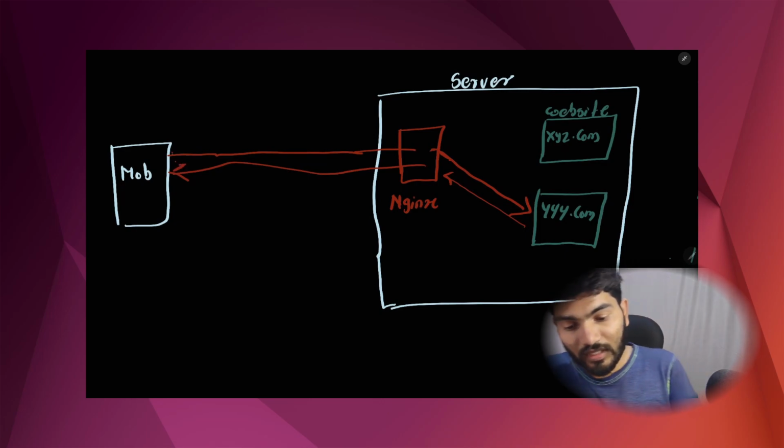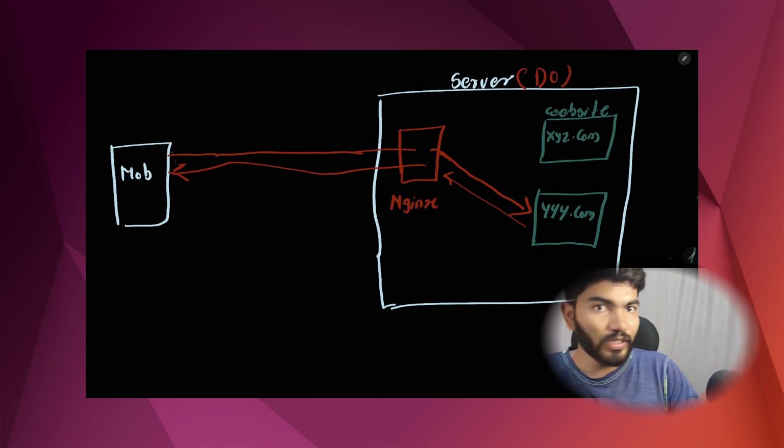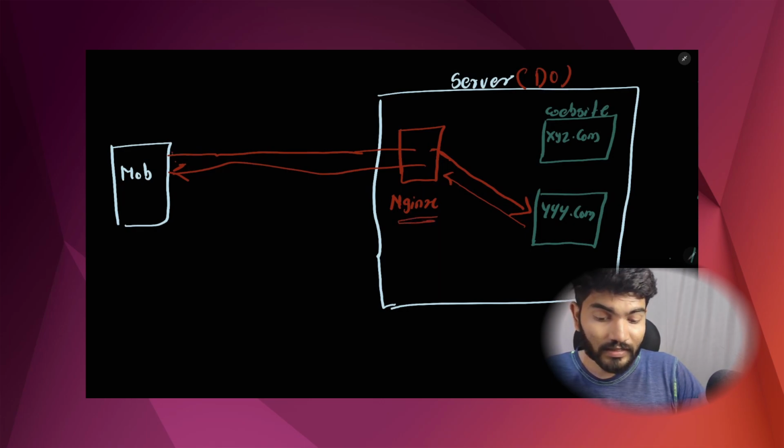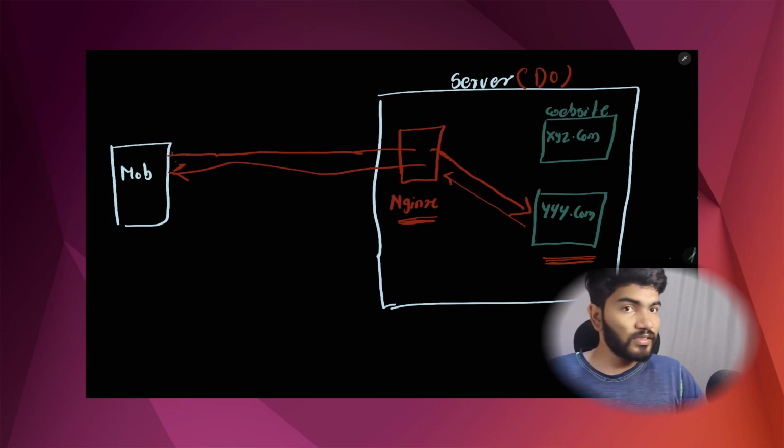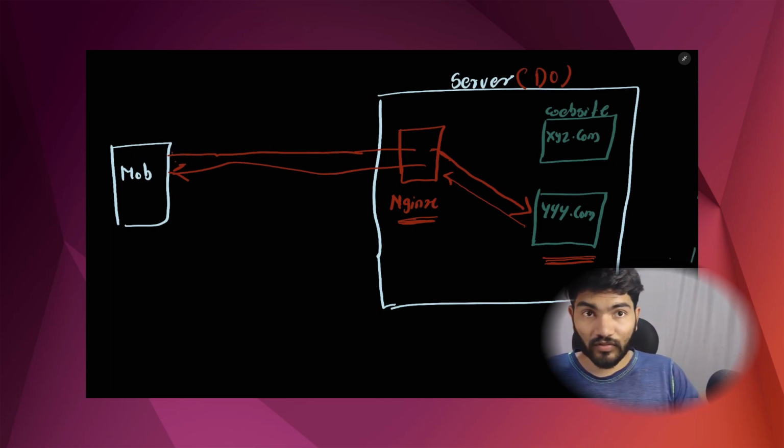Okay, so in this case, for the server part, we are going to use DigitalOcean. I will just write DO for DigitalOcean. So basically we are going to create a DigitalOcean server. On that particular server we are going to install Nginx, and host the sample website. In our case we don't have a domain name like yy.com. That's why we are going to use the IP address of the server. That's the simple process that we are going to follow.